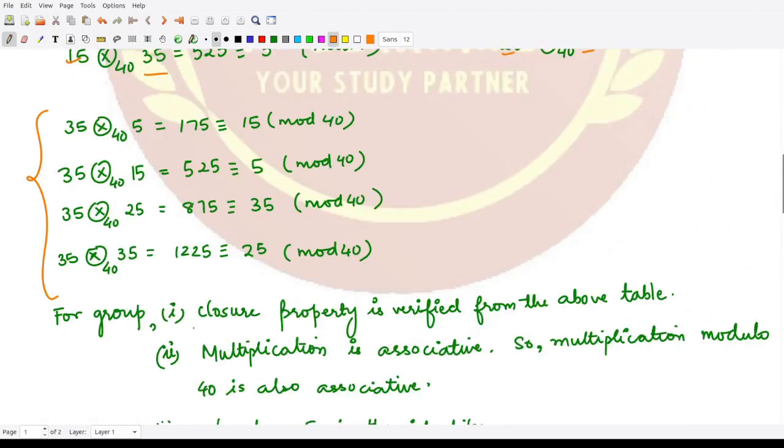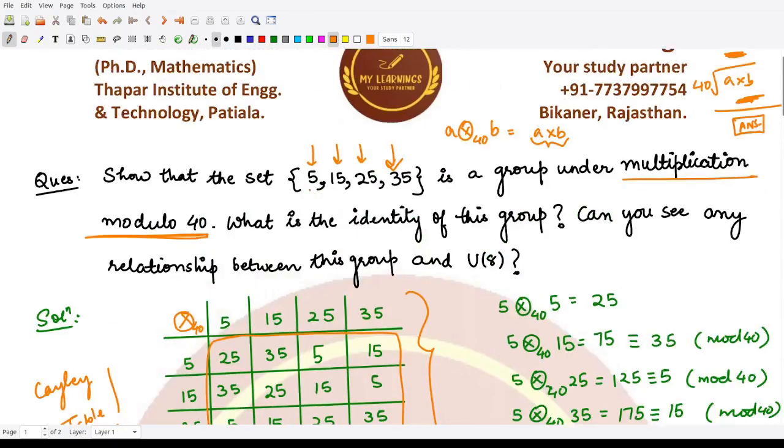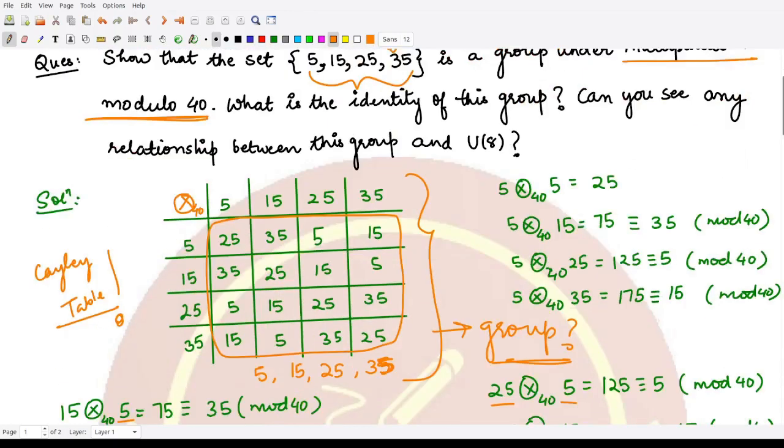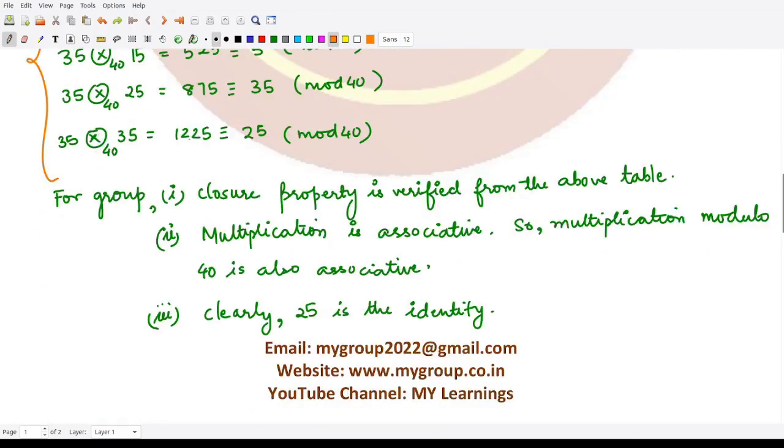The first property is the closure property. In the closure property, you take any two elements from the set, apply the operation, and see if you again obtain an element from that particular set. Here you can see all the entries are either 5 or 15 or 25 or 35. That means all the results are again members of this set, hence the closure property is satisfied, correct? So we have the first property satisfied.